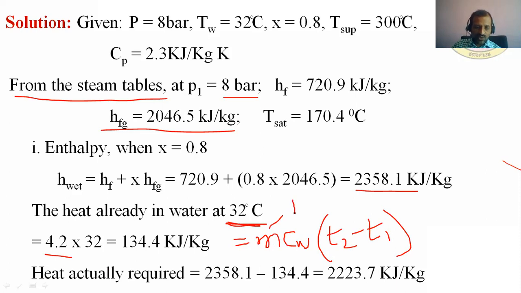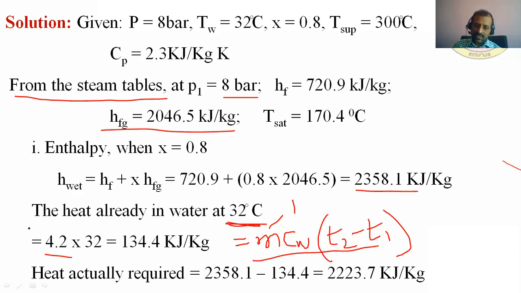So I have taken it as 1 kg. CW means it is the specific heat of water. Specific heat of water is 4.2. T2 minus T1 itself he has given as 32 degrees Celsius, because initially it is 0 degree, so then final is 32. So 32 minus 0 is 32 again. Right? So I am using this formula to find it.